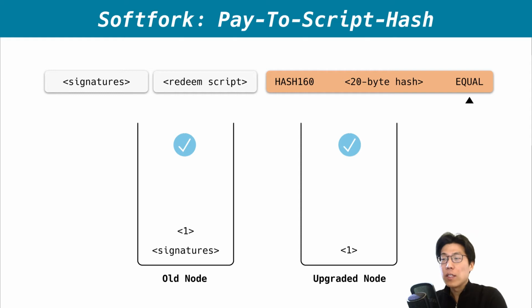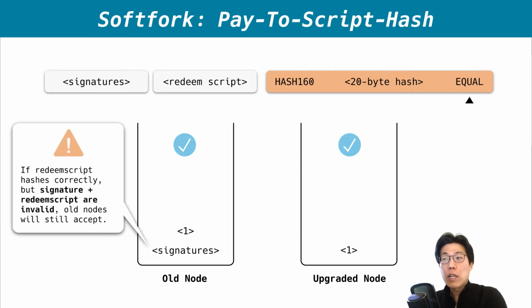Now, the advantage of this is obviously that both nodes can interpret the pay to script hash script. The disadvantage is that there can be a situation where you may have a redeem script that hashes to the target hash correctly. However, the signatures and redeem script do not evaluate to true. In this situation, the new nodes would reject this, but the old nodes would accept this transaction. The implications of this are complex and depend on both user and miner support, which we will look at next.